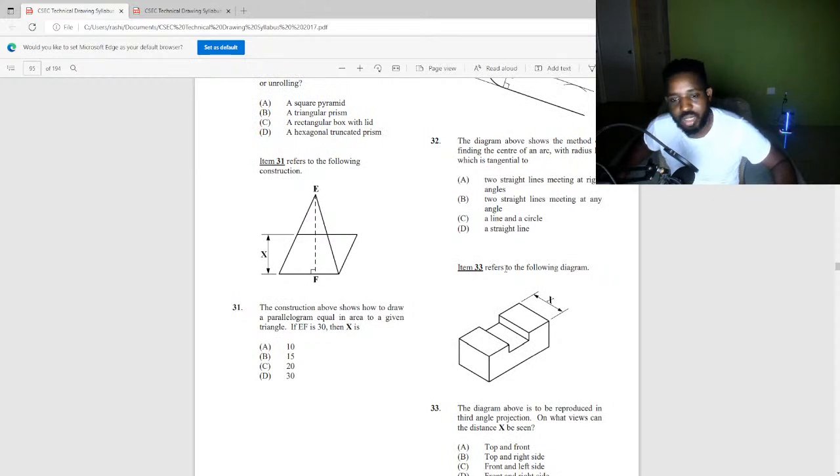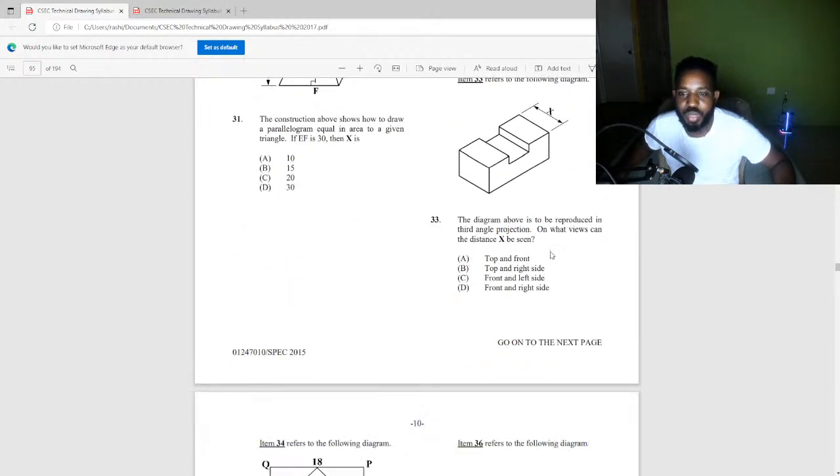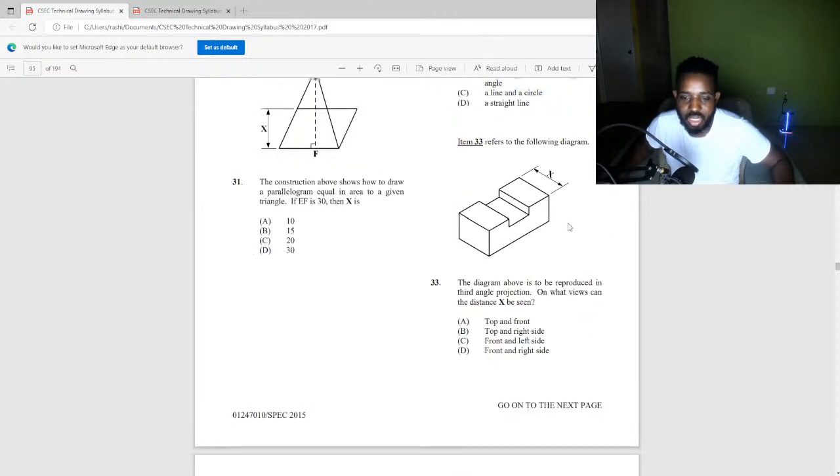So now item 33. Item 33 refers to this diagram right here. It says the diagram above is to be reproduced in third angle projection. So we're going to be doing this in third angle. On what views can X be seen? For third angle, you put the left on the left and the right on the right. So we'd see X on the top view, looking down on X, on the right side. So it's the top and the right side.